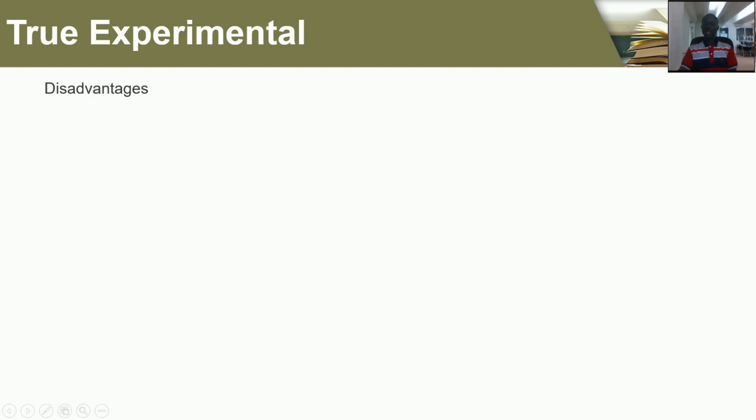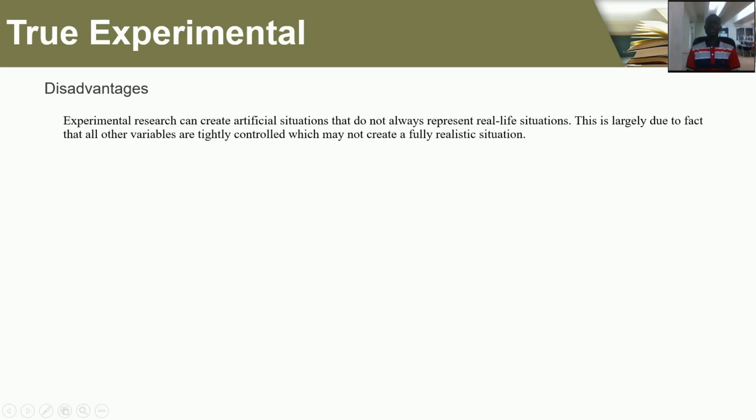We are looking at the disadvantages of this design. Experimental research can create artificial situations, as I explained with the maize and the rabbit, that do not always represent real life situations. For instance, when you create an artificial environment for maize at the lab, it will not cater for other extraneous variables and other diseases and pests that might have attacked the maize when it is in the natural setting.